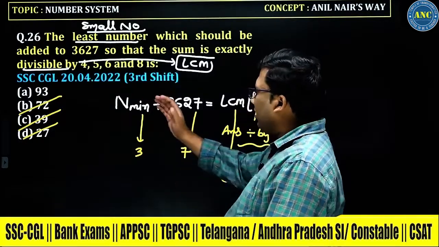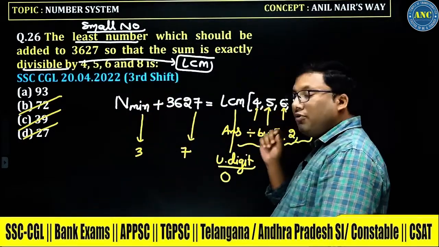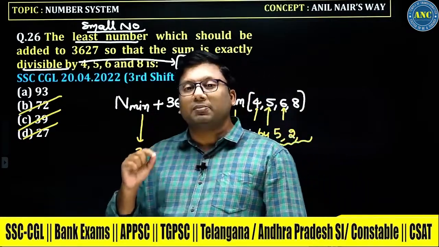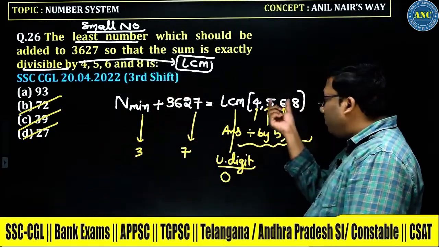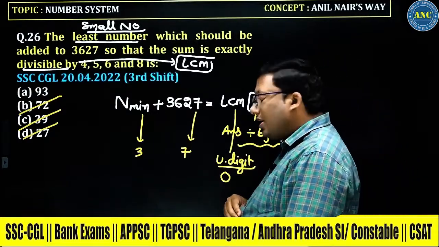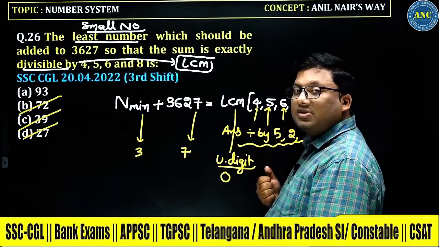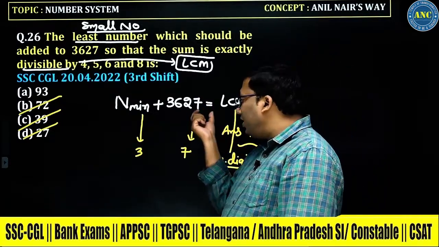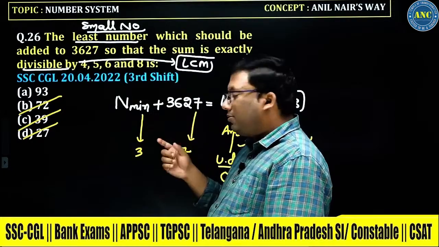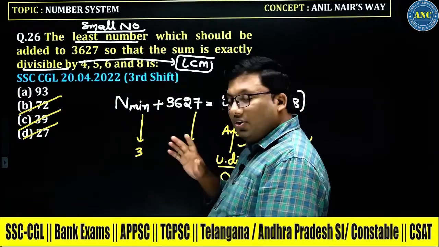Again I am repeating. Write n minimum plus 3627 equals LCM of 4, 5, 6, 8. The input is divisible by 5, so the answer is also divisible by 5. The input is divisible by 2, so the answer should also be divisible by 2. That means the right hand side is divisible by 10, so its unit digit is 0. The left hand side unit digit is 7. For it to become 0, the minimum number should have unit digit 3.